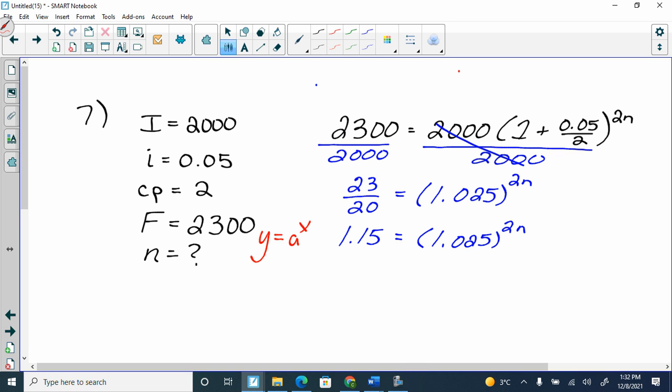So I don't match it with the log one because there's no log. So this is my y, this is my a, this is my x. You only need to convert to a log though. Once again, I'm going to repeat myself. You only need to convert to a log if the variable's in the exponent, correct? If the variable's anywhere else, you can just use normal algebra to solve for it.